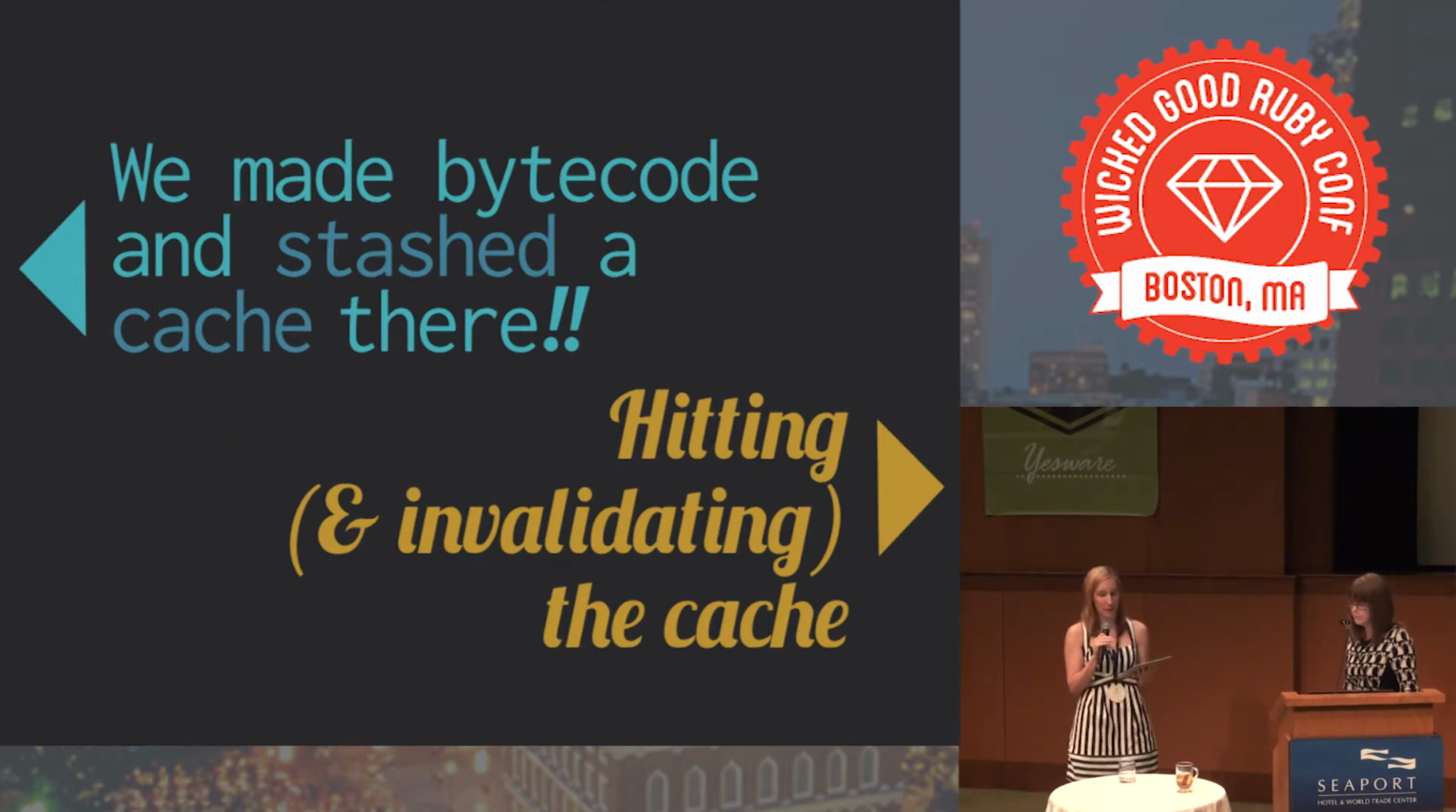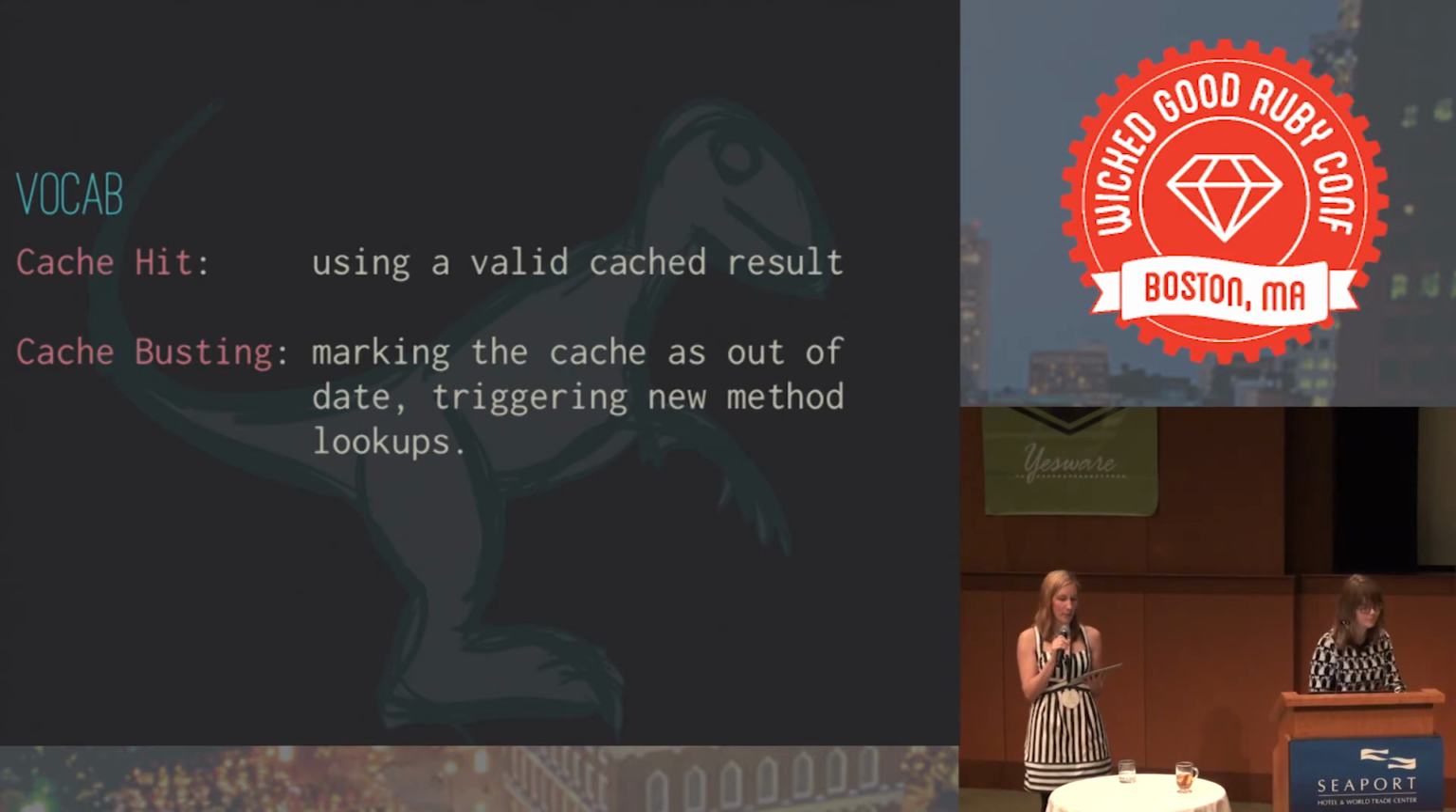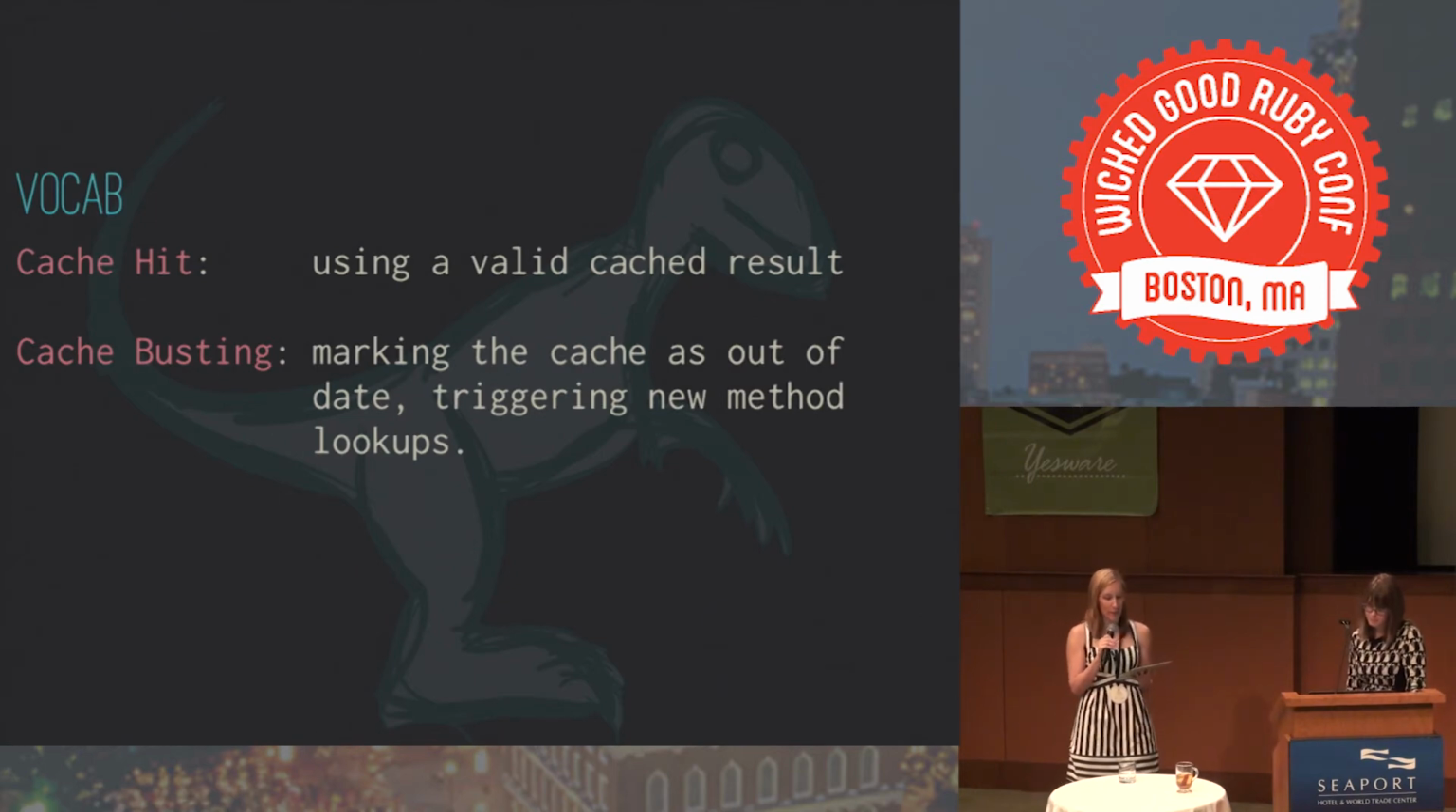The tricky thing about caching anything is knowing when to invalidate the cache. This is going to be especially true given all the ways that Ruby lets us dynamically change the set of methods available to an object. And here we're defining some slang. Cache hit is when we're able to use the cache entry, and we bust the cache when we invalidate it. It's also possible to not use the cache, so have a cache miss, but not mark the cache entry as invalid.